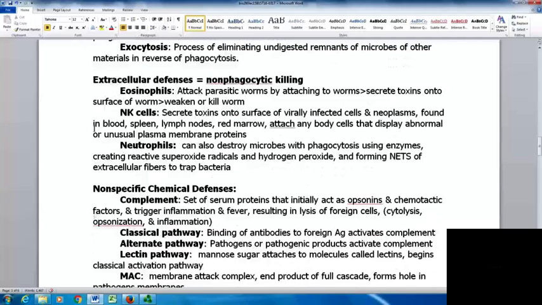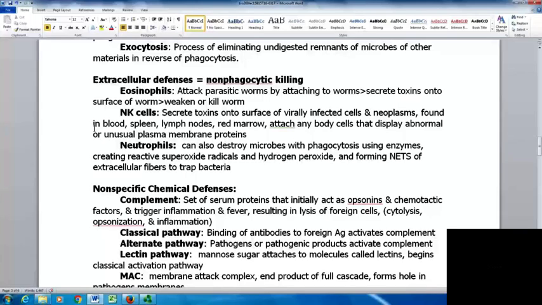So your extracellular defenses are ways of doing non-phagocytic killing. We have the eosinophils. They'll attack parasitic worms by attaching to the worms. They secrete toxins onto the surface of the worm that can weaken or kill the worm. The worms can be quite large, so an eosinophil is just not going to engulf a worm that's several times its size.